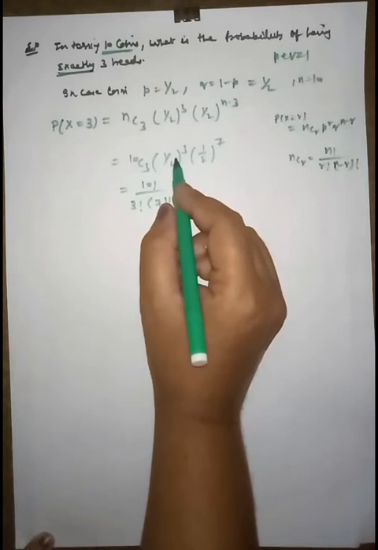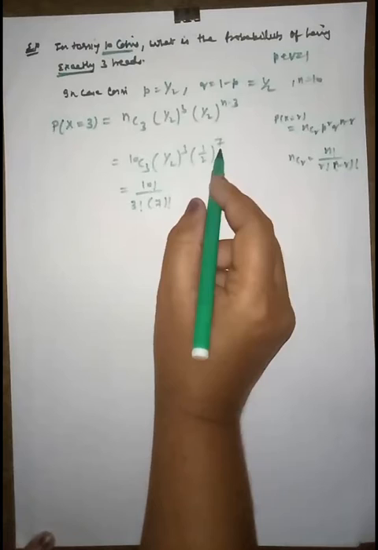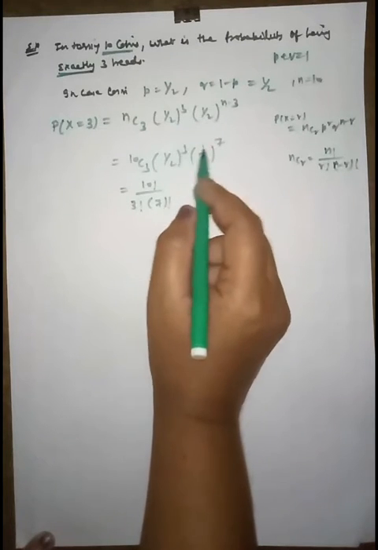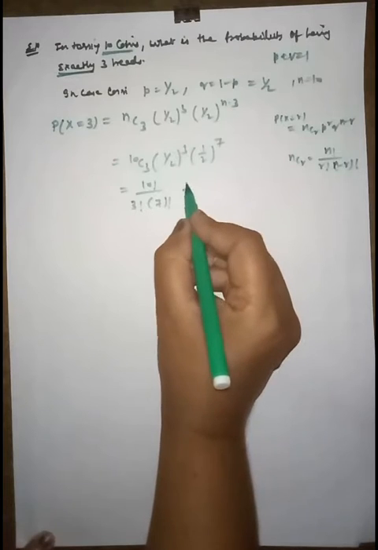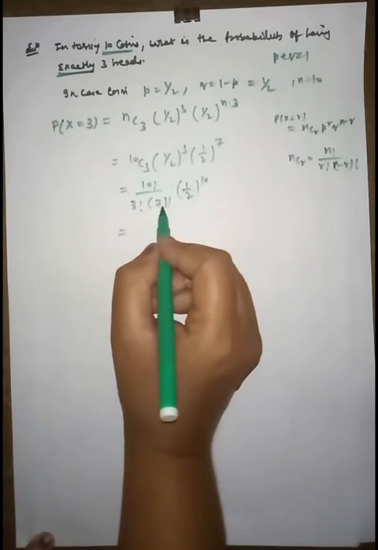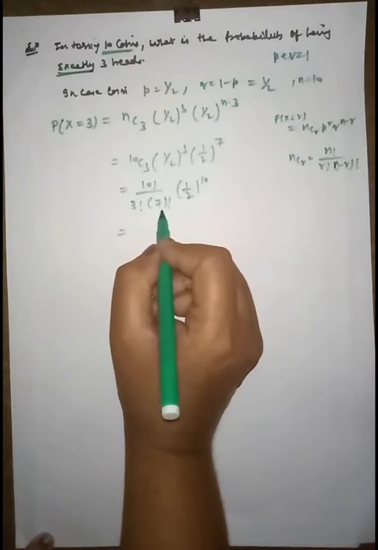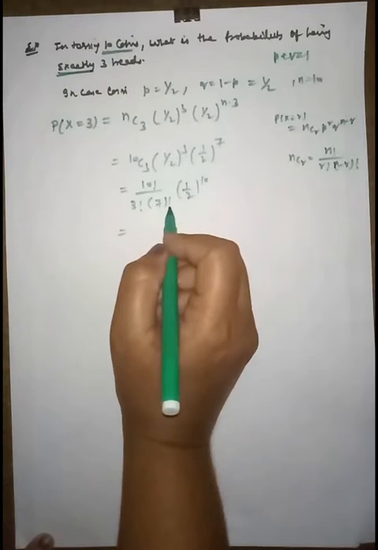And here, this one is 1 by 2 and this is 1 by 2, so this is 1 by 2 power 3 and this is 1 by 2 power 7. It means the powers are added if the bases are the same, so 1 by 2 power 10. Now open this, because in the denominator there is 7 factorial, so you open 10 factorial up to 7 factorial.